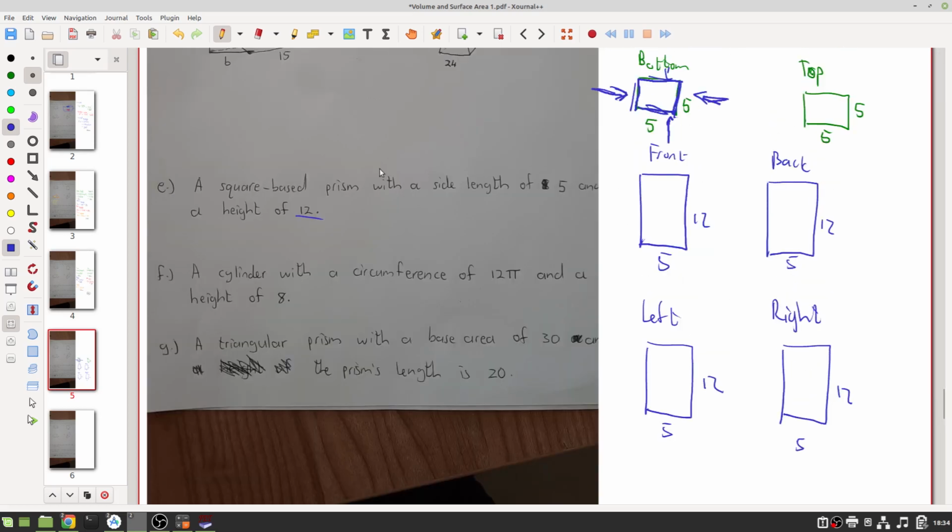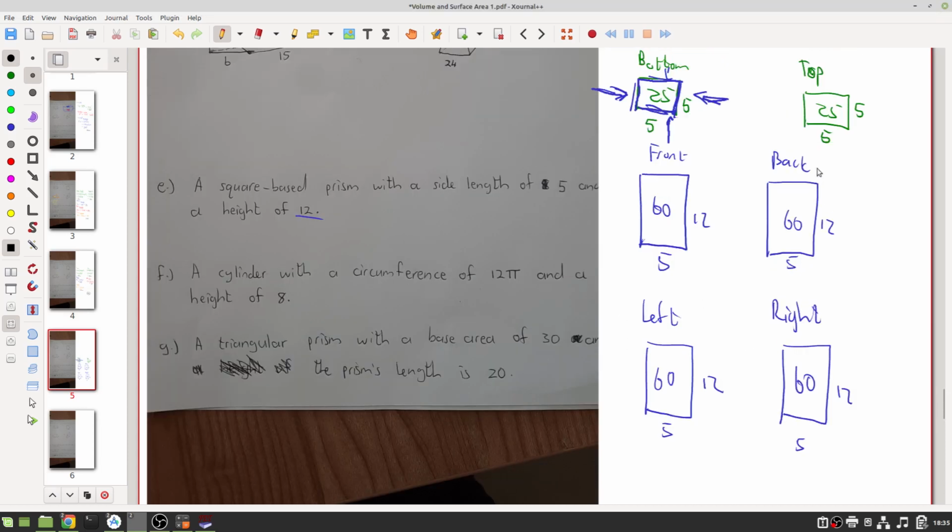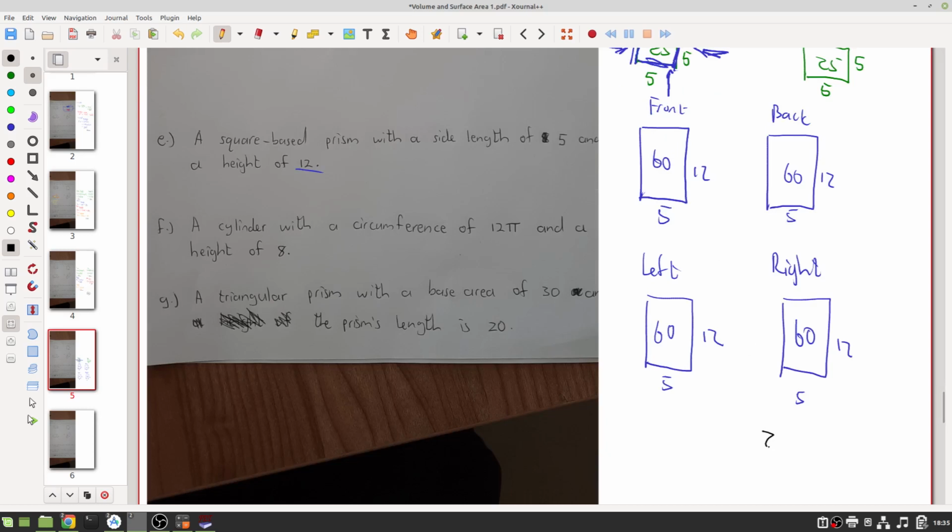Okay, so we can just work out each face's area. So for this one, 5 times 5 is 25, 5 times 5 is 25, 5 times 12 is 60, length times width here, 5 times 12 is 60, and the same for this last one. And then we just add all of those together. 25 plus 25 is 50, 60 plus 60 plus 60 plus 60, so 4 60s is 240. We add 50 to that for the top and the bottom, and 240 plus 50 is 290. So that's our total surface area there.